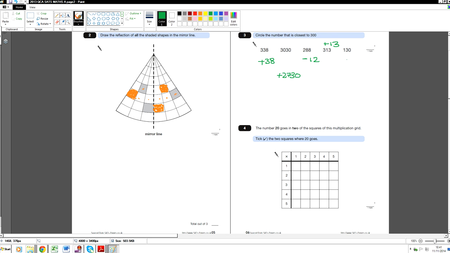130 is how much less? 170. 170 less. So we have to find which number is the closest to, and which one is it? 288. 300. That's right. 288 is only 12 away. Everything else is either more away positively or below.